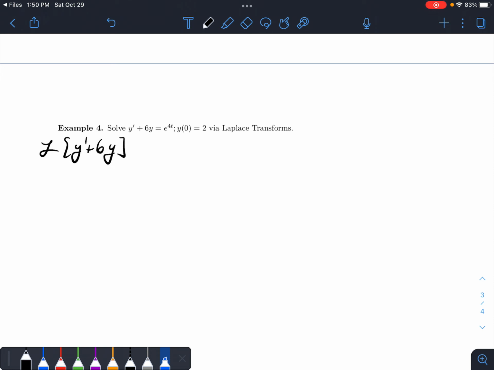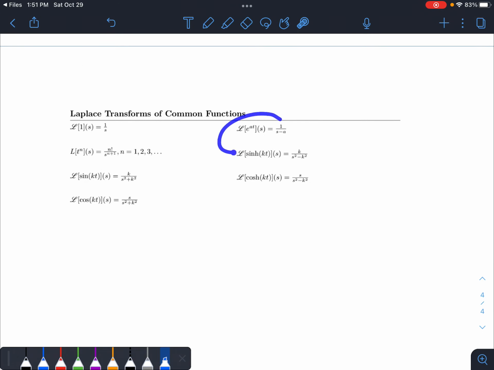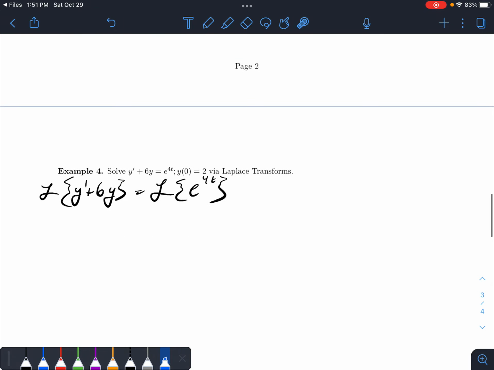So I do the Laplace transform of y' + 6y. That should be equal to the Laplace transform of e^(4t). I think I should be using square brackets or the curly brackets here, but it's not that important. I'll just do curly brackets. Laplace transform of e^(4t), I'm just going to refer to the table. e^(4t) gives us 1 over s minus 4.